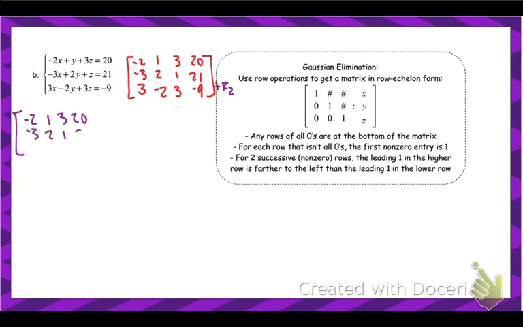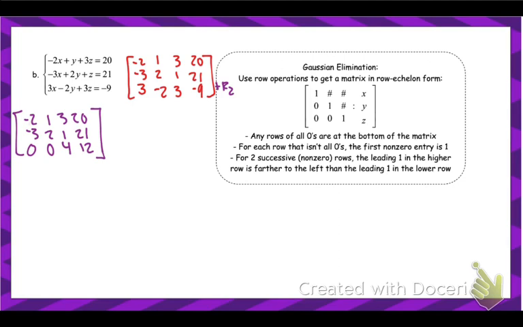But the bottom row now, 3 plus -3 is 0. Negative 2 plus 2 is 0. 3 plus 1 is 4. And negative 9 plus 21 is 12. So that was really helpful because that actually gave me 2 zeros. All right, so now let's move on to get another 0.